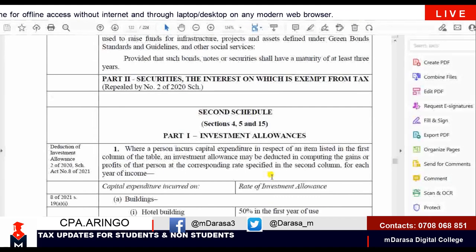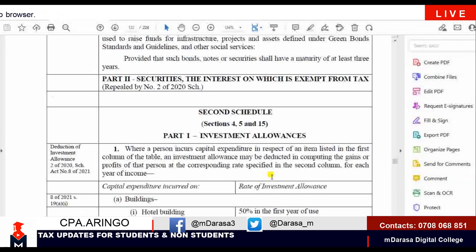I'm really repeating this: from this year onwards, 2023, when you're looking at it for the purpose of exams, you're going to be tested on the financial year ending 2022. And therefore, you have to effect these changes to the straight line basis. These changes are very important, so you should be updated with them.